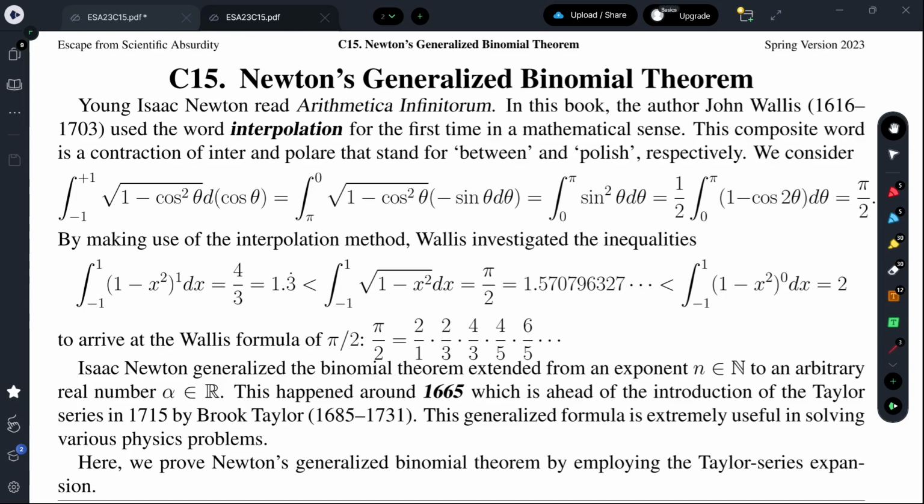15. Newton's generalized binomial theorem.